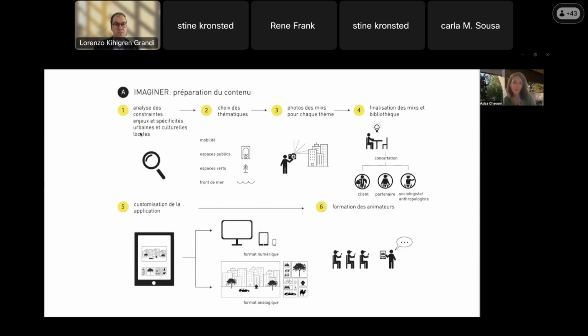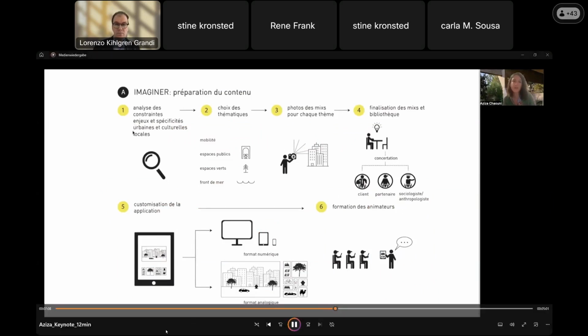And otherwise the other people in the other workshops, in the interior workshop, we invited them via different associations. So we first studied the constraints of the site and the cultural specificities to understand the challenges of those public spaces. Then we developed different themes that should be addressed, like mobility, obviously public spaces, green spaces, and beachfront.